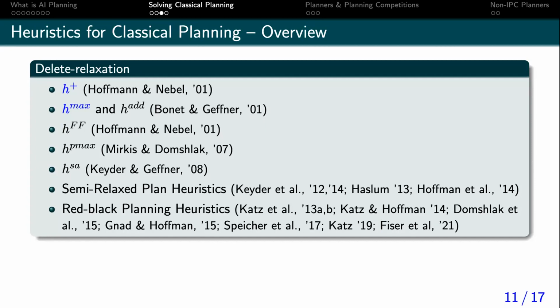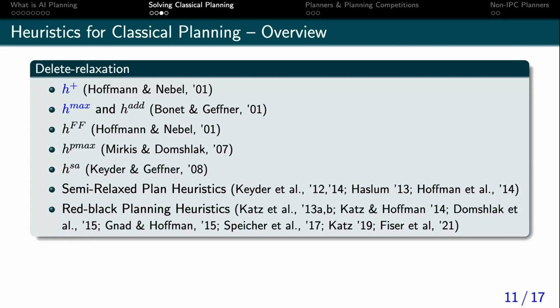The first family of the heuristics I mentioned is delete relaxations, with H plus being the optimal cost of solving the delete relaxed problem. Admissible but impractical for classical planning, since it takes exponential time to compute.